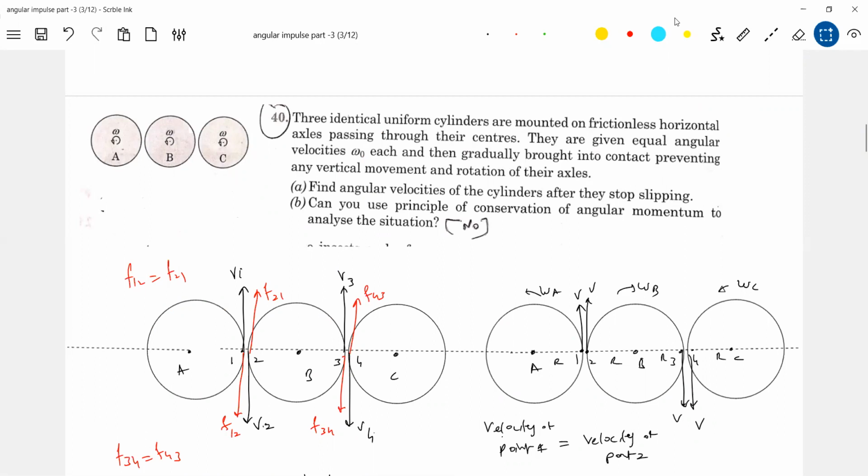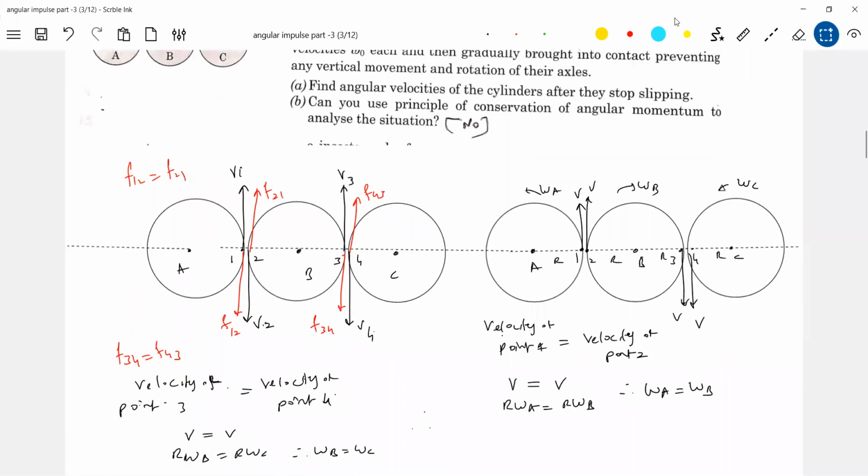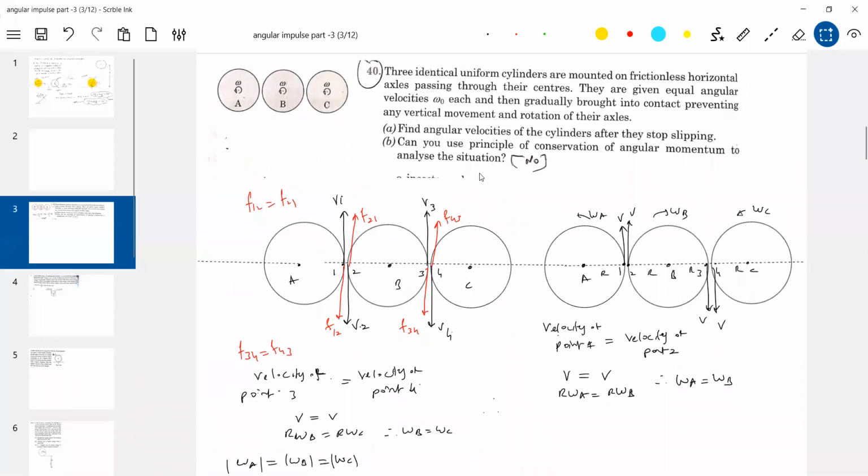And is there any angular impulse acting? Yes, the friction. So if these frictions are also there, will they be equal? Let's see that. I think I'll show the complete numerical. Yeah, let's write the equations now.